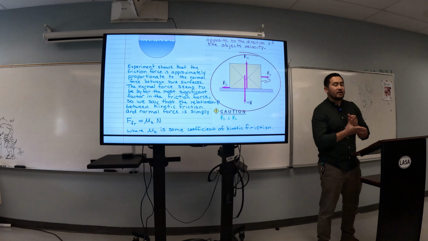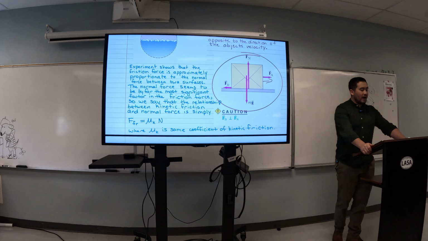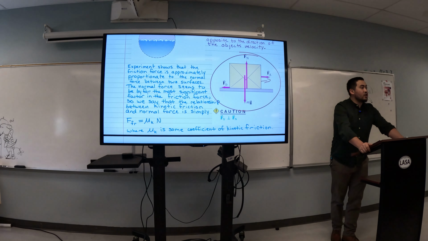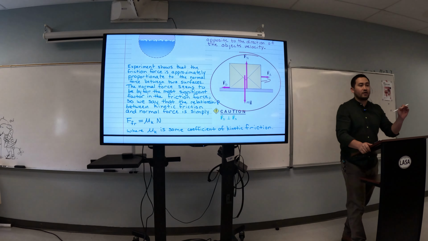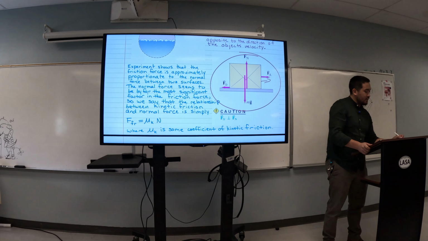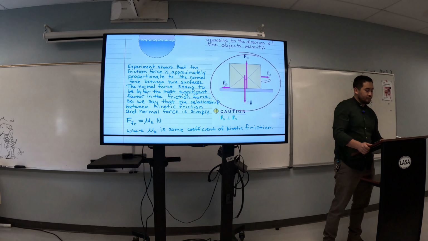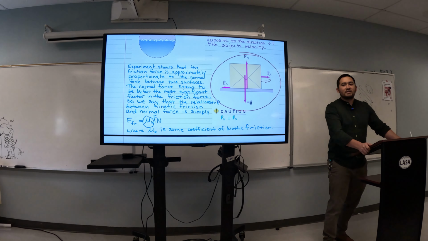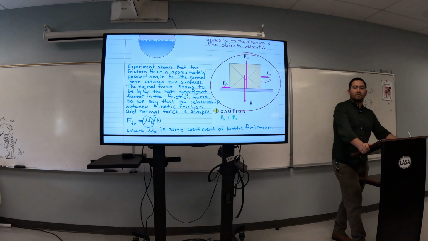Experiments from physicists that study this show that the friction force is approximately proportional to the normal force between two surfaces. What I just said is that the normal force is the most significant factor that contributes to how much friction two objects experience. So if we're trying to define our friction force, we can set it equal to the normal force times some constant. That should actually be an F right there. And that constant is going to be dependent on exactly what the surface is made of.